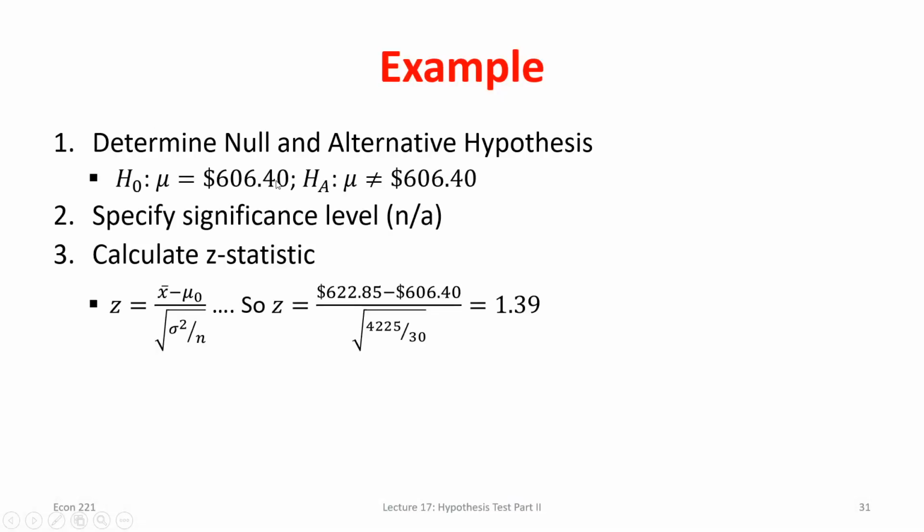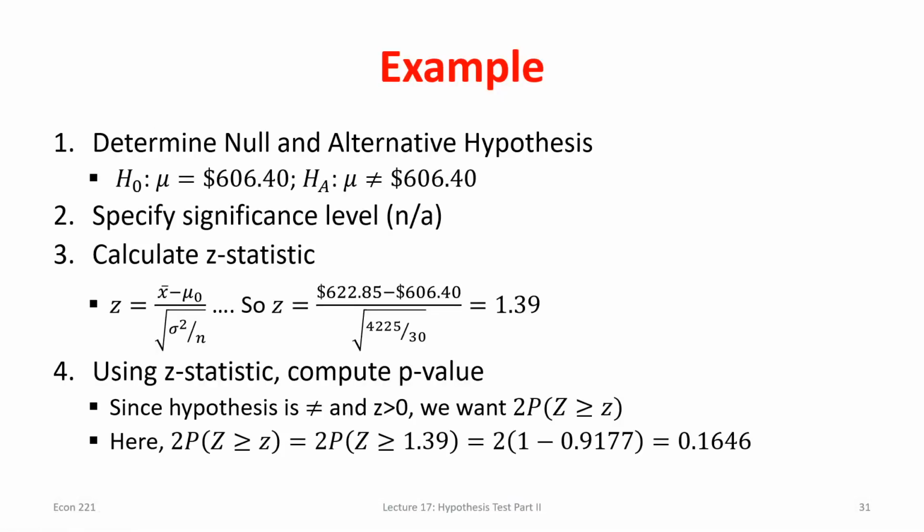by 2. So once I subtract that 0.9177 from 1, that gave me the area on the right tail, multiply it by 2 to get the total area, and now I have my p-value.